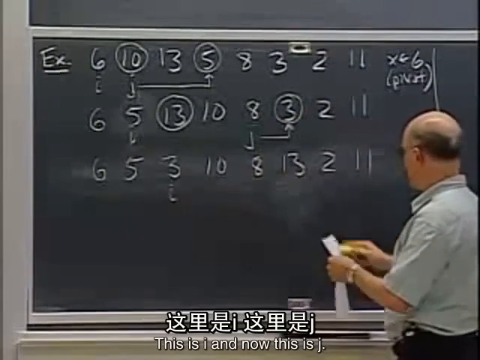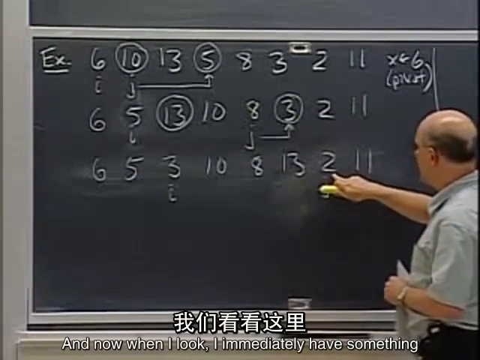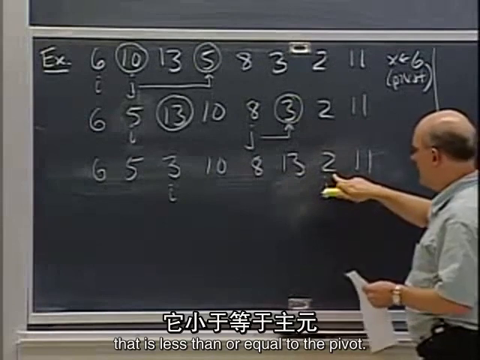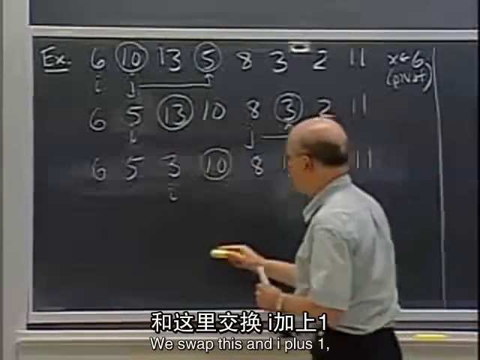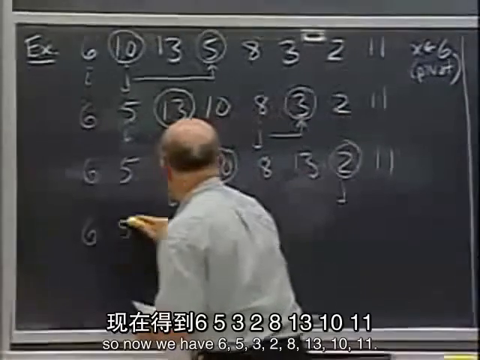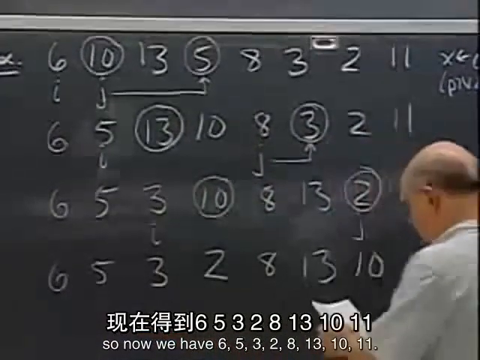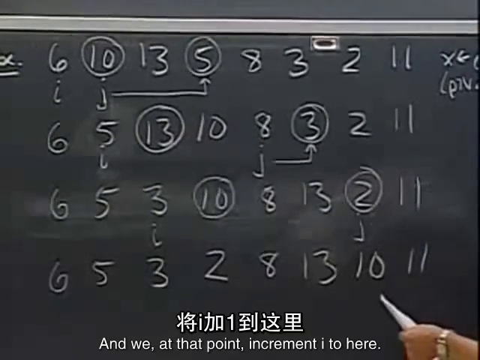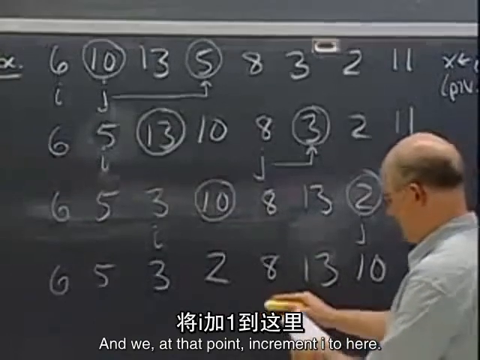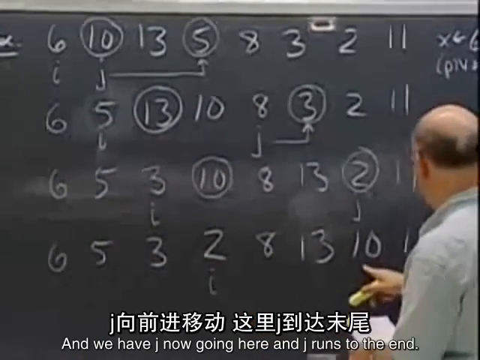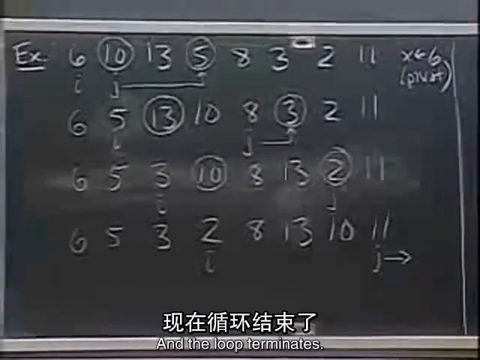Okay. So this is i, and now this is j. And now when I look, I immediately have something that's less than or equal to the pivot. So we swap this and i plus 1. So now we have 6, 5, 3, 2, 8, 13, 10, 11. At that point, we increment i to here. And we have j now going here, and j runs to the end. Okay, and the loop terminates.